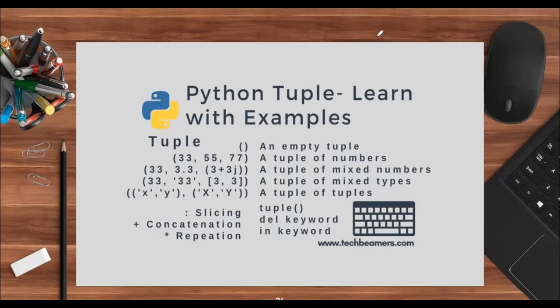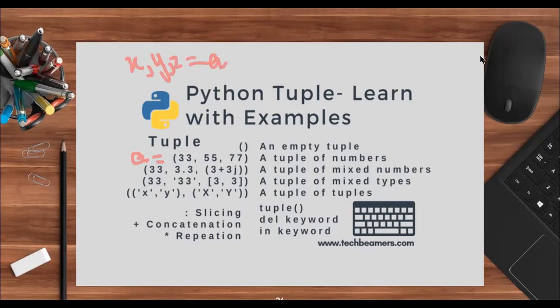Another thing that we need to learn over here is definitely packing and unpacking. Now, what do you mean by packing and unpacking? Let's take this tuple only, 33, 55, and 77. Let's say A equals this. Now I can say something like X, comma, Y, comma, Z equals A.